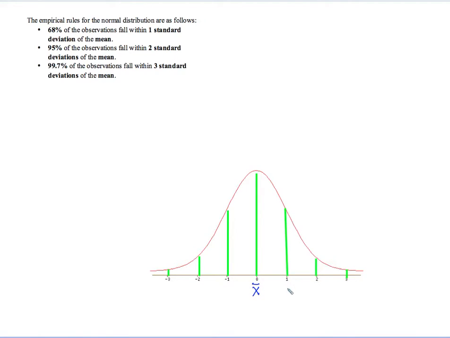I'm going to call this 1 sigma, which means 1 standard deviation above, 2 sigma, because I'm 2 standard deviations above, 3 sigma, which is 3 standard deviations above. Now I'm going to go here and go 1 standard deviation below, so that's a minus 1 sigma. Here I'm going to go minus 2 sigma, which will be 2 standard deviations below the mean. Then I'll go over to here and go minus 3 sigma, which is 3 standard deviations below the mean.